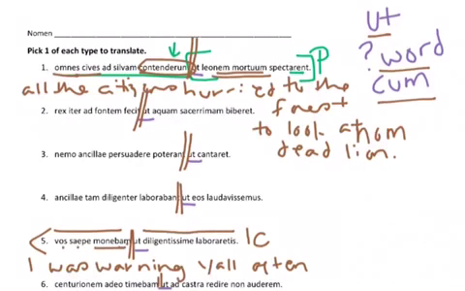I was warning you all often, ut, to diligentissime laboretis. Laboretis means work, to work. And then do you see the double S in diligentissime? This means it's a superlative. So I don't even want you working diligently. I want you working very diligently.